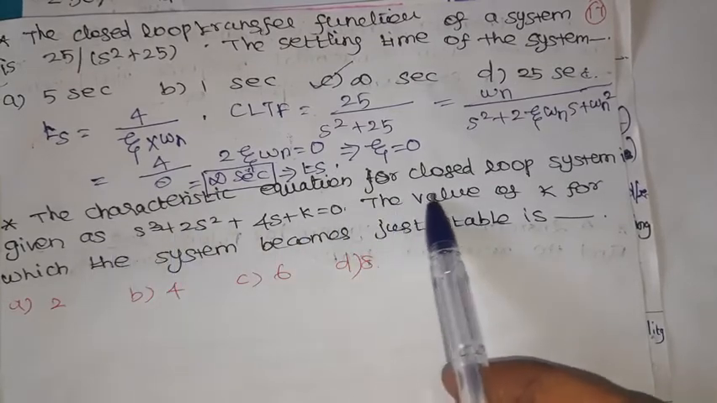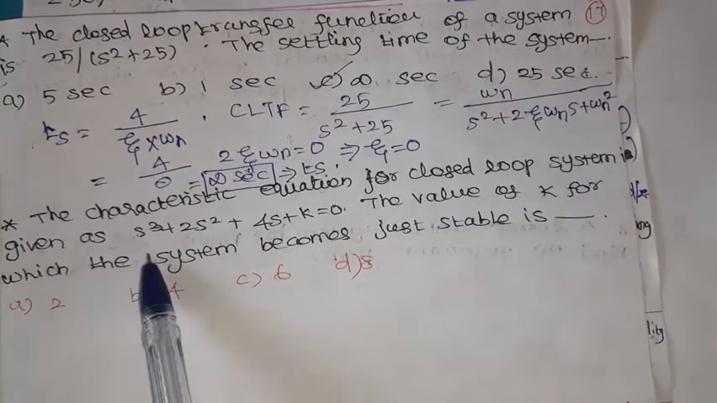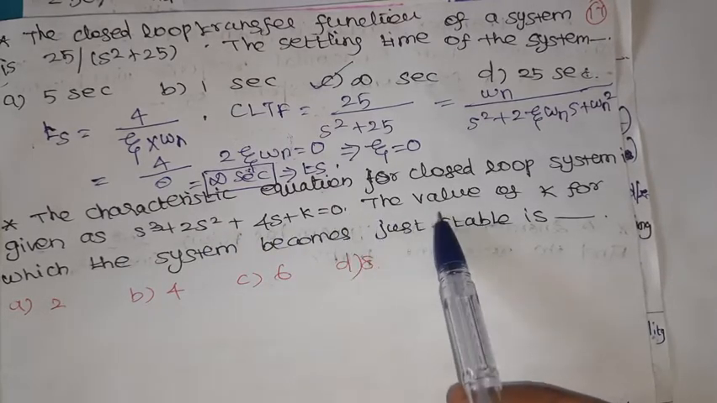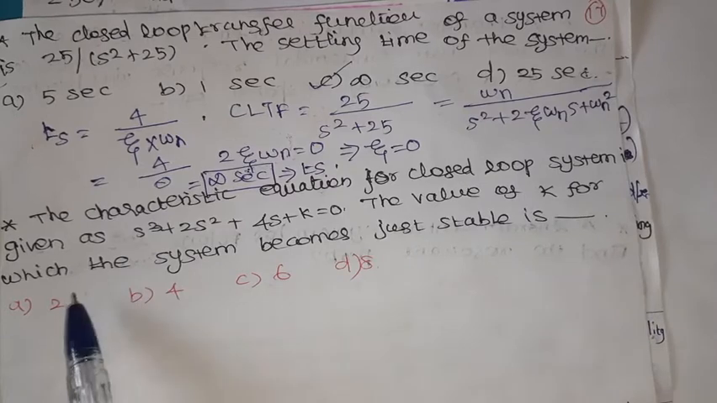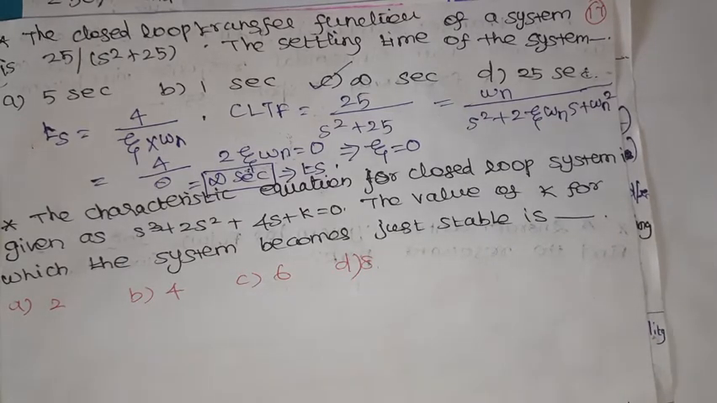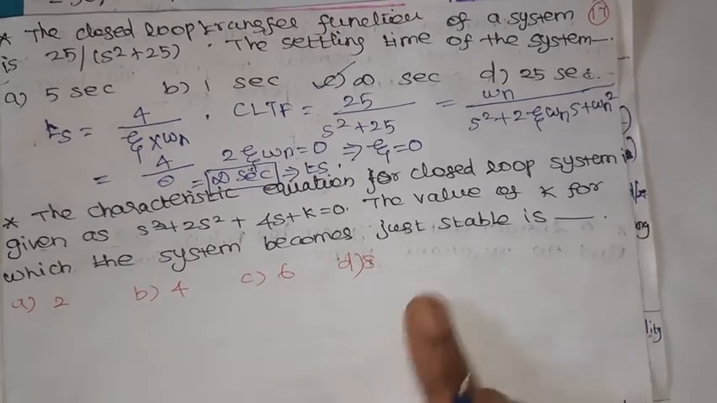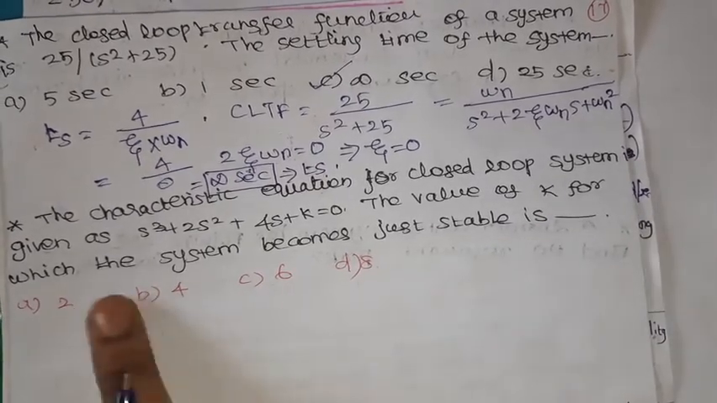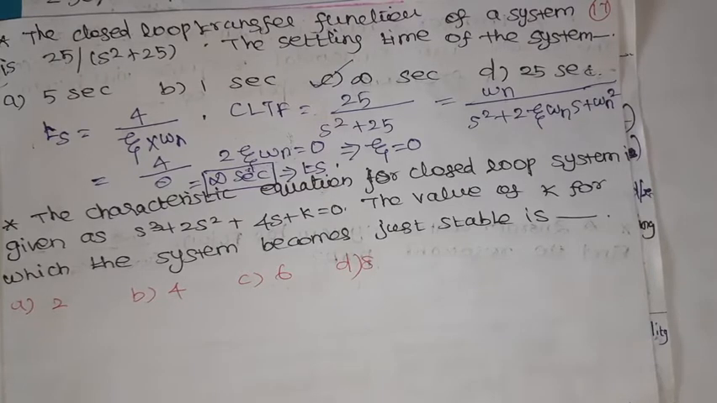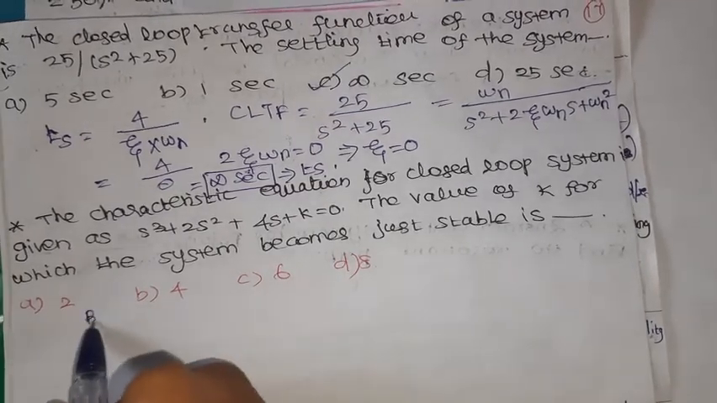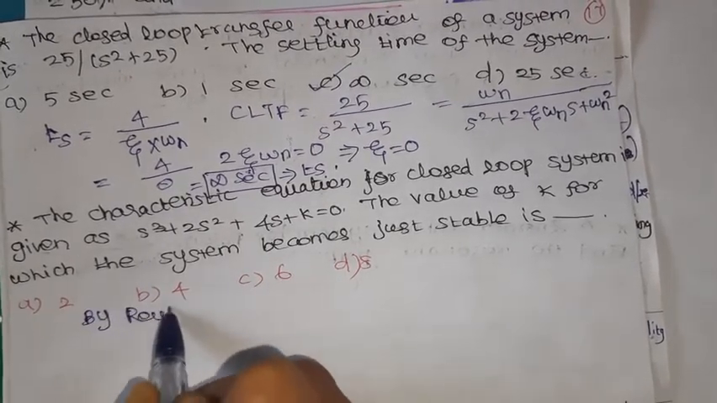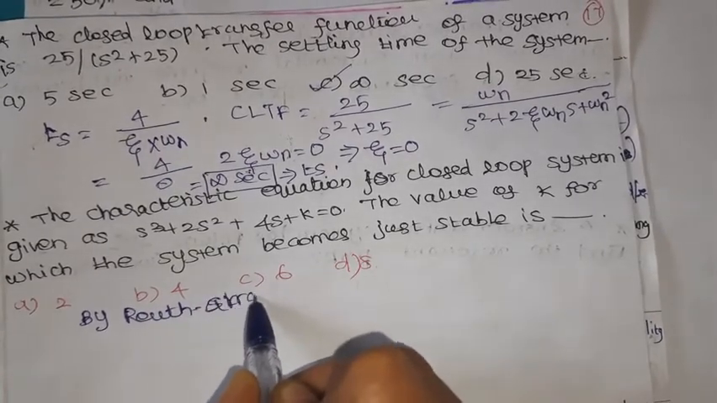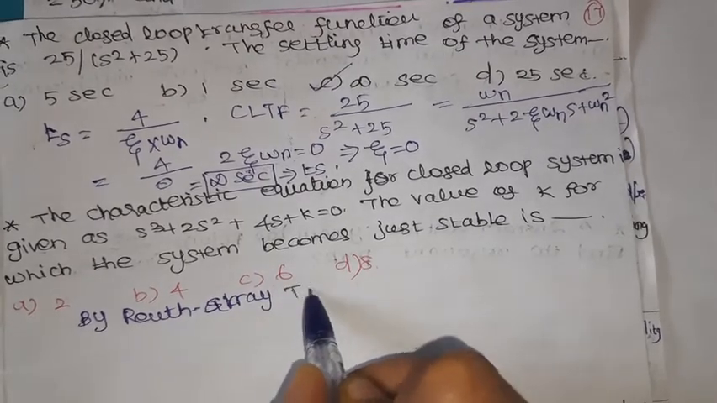Then move on to the next problem. The characteristic equation for a closed loop system is given as s cube plus 2s square plus 4s plus k equal to 0. The value of k for which the system becomes just stable is? How do we find it? By using the Routh array table, the Routh-Hurwitz criterion, we need to find the stability.